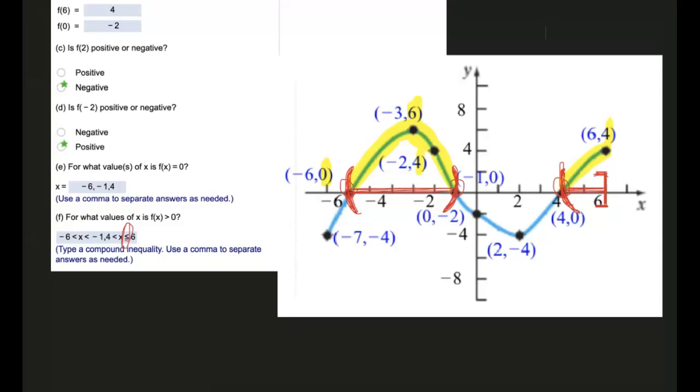So that's how we find the two intervals where the function is greater than 0 or positive or above the x-axis.